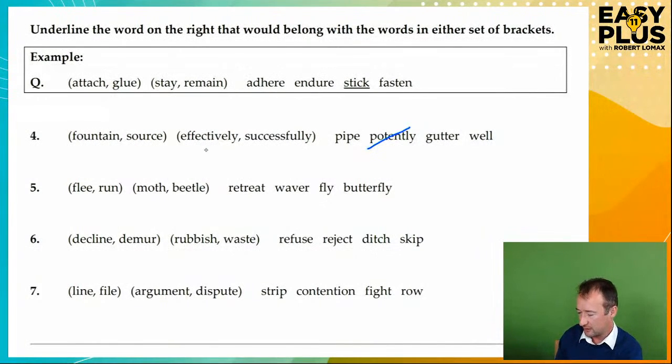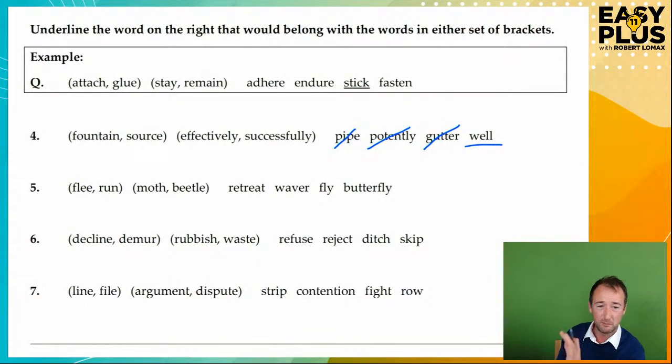Effectively, successfully. Okay, these are clearly adverbs, they end in ly. Pipe, no, does not go. Gutter, no. Effectively, successfully, well. Yes, these are all adverbs describing someone who has done something well, in a good way. So that is clearly the answer.